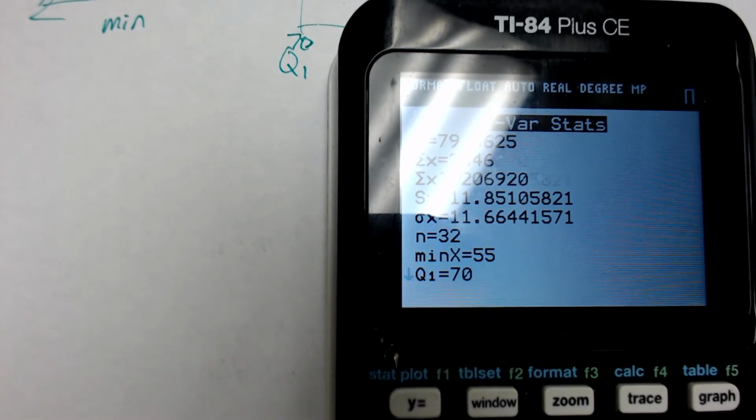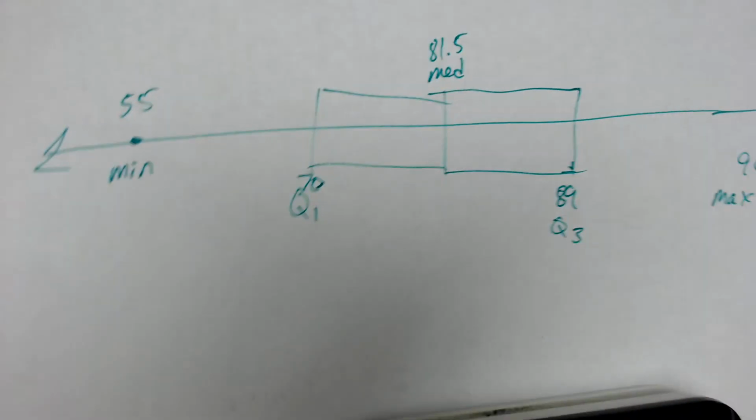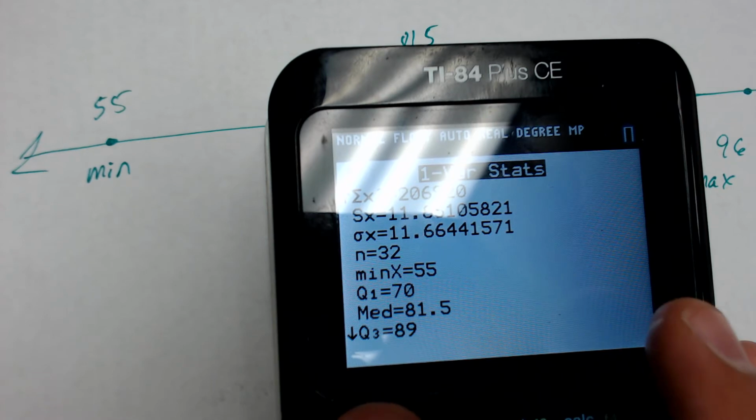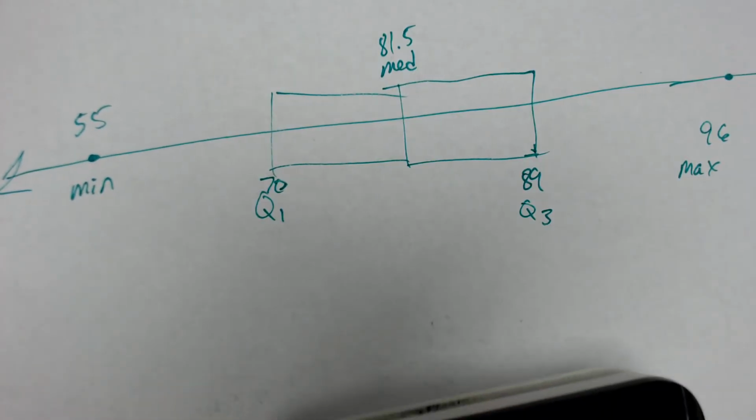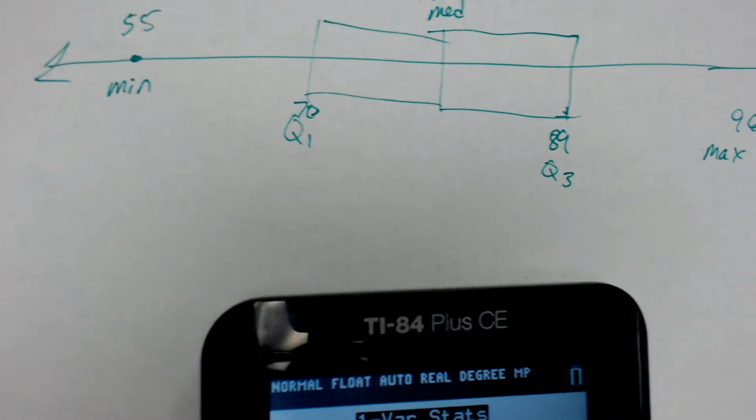And then if we scroll down, we have our median, which is 81.5. That's what we needed for our plot. And then next we have third quartile, 89. And then last we have our max, which is 96, which will help us make our box and whisker plot.